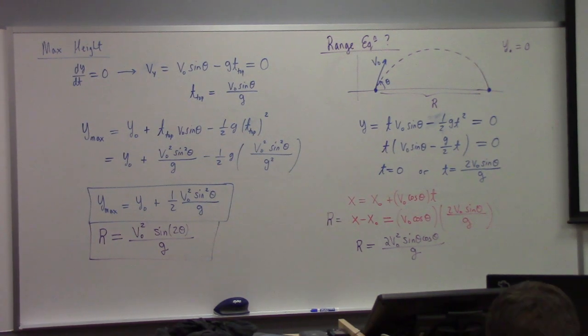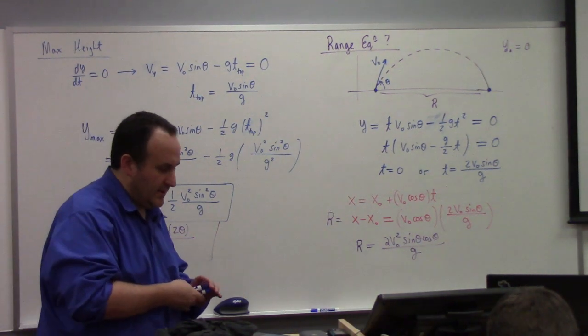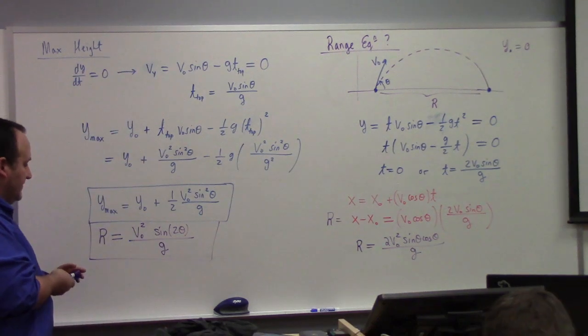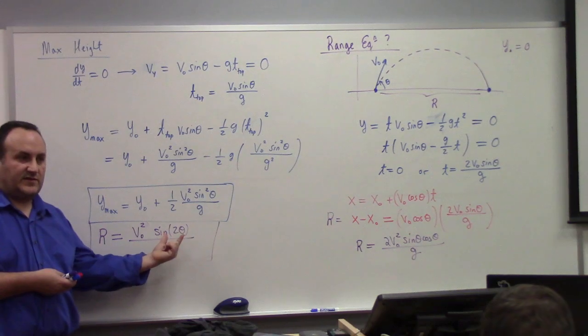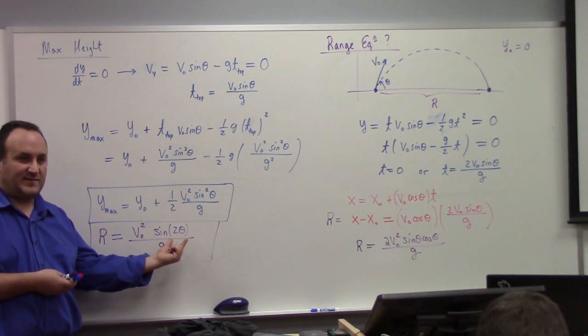How can you make v naught squared sine 2 theta over g as big as it can be for a given fixed value of initial speed? Set the angle to 45 degrees. I think that'll work because that's what's going to give you this sine 2 theta term equal to 1, right? And that's as big as sine can be.